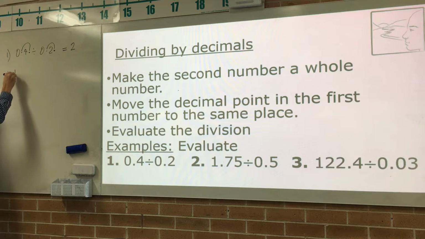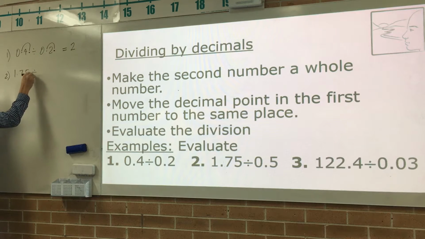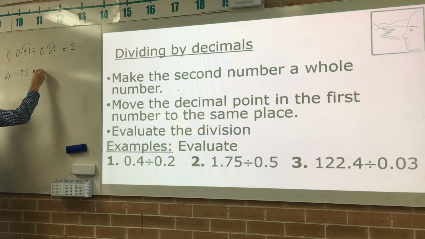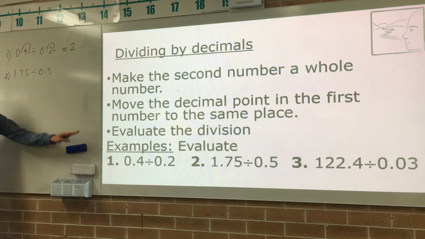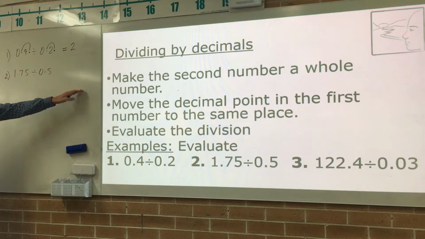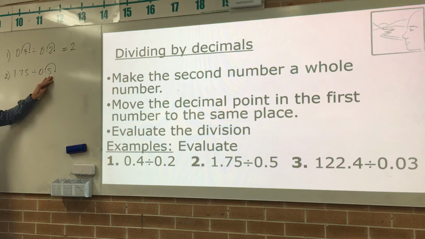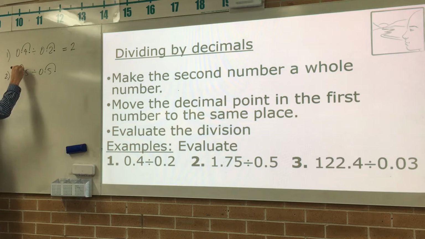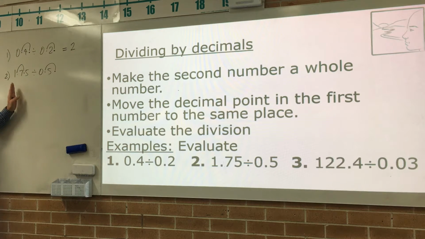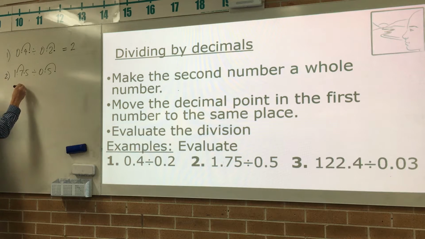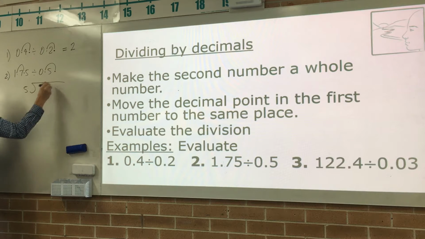So we've got 1.75 divided by 0.5. Now the first step is make the second number a whole number. I move it one place to the right. I've now got 5. That's a whole number. I need to do the same thing here. Move the decimal point from the first number to the same place. Then evaluate the division. So now what I have is 5 into 17.5.